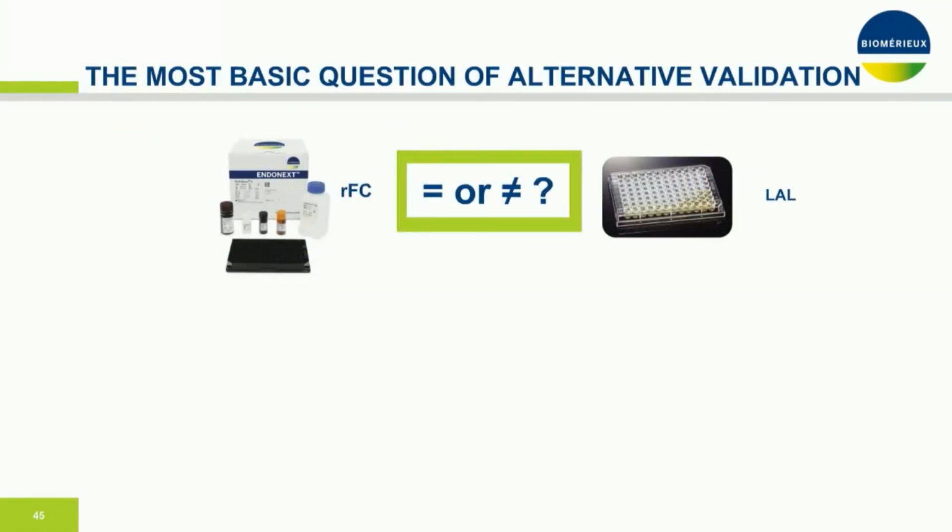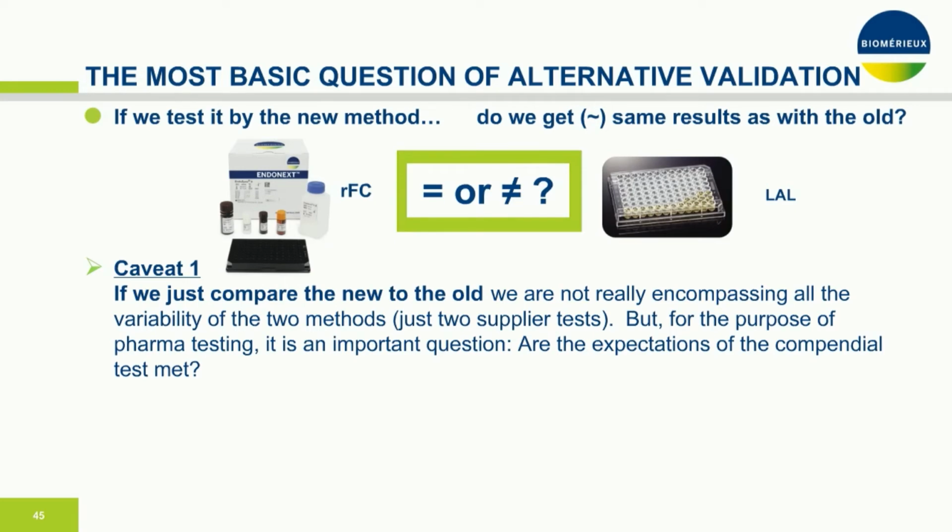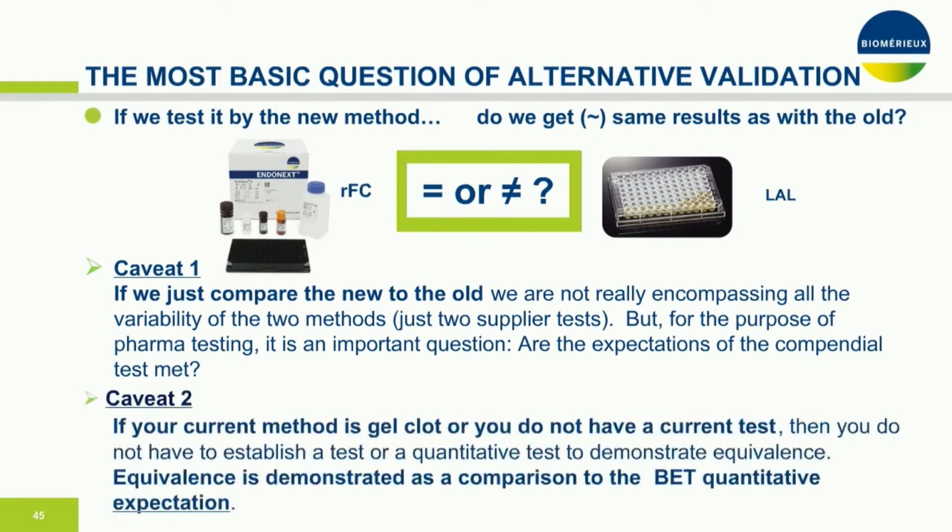But the most basic question to be answered of alternative validation is just, does the new test provide the same results, approximately the same results as the old test? So can it serve in lieu of the old test? A couple of caveats here. If we're just comparing the new to the old, we're not really encompassing all the variability. We would just be comparing two supplier tests. But the question remains, are the expectations of the compendial test being met?